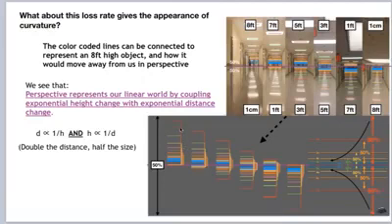So again, we talked about this earlier. The color-coded lines can be represented as just 8-foot objects, right? Because the ceiling to the floor is 8 feet. And so this red line and this red line is 8 feet, and they all color-code back to that 130-foot part. So what I want to impart here is important. Perspective represents our linear world by coupling exponential height change with exponential distance change.